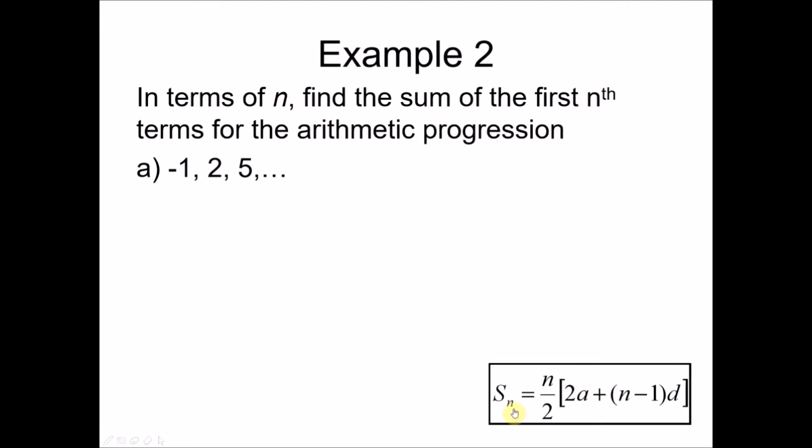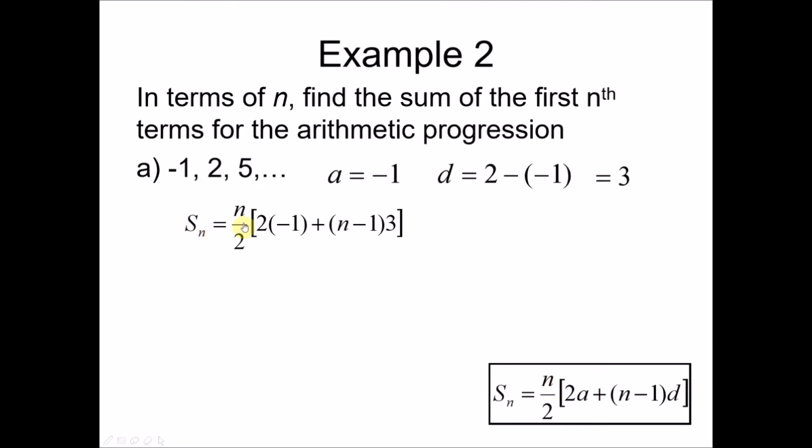Okay, so sum of the first n terms means we are using the formula for the sum of the first n terms, where a is -1, d is 2 minus -1, the common difference, which is 3, and n, since we don't know the value of n, we just leave it. Using this formula, we substitute a with -1, we substitute d with 3. So you get this, and we just simplify this.